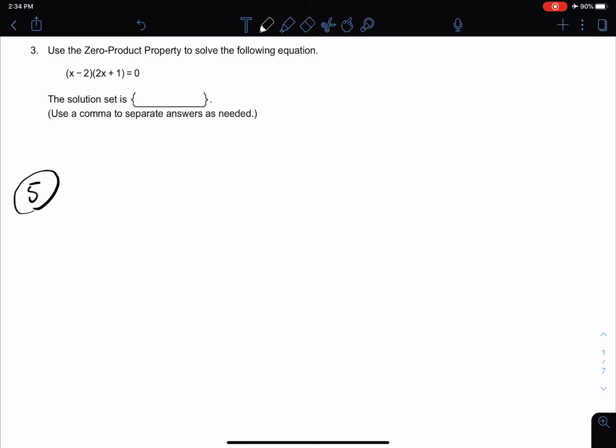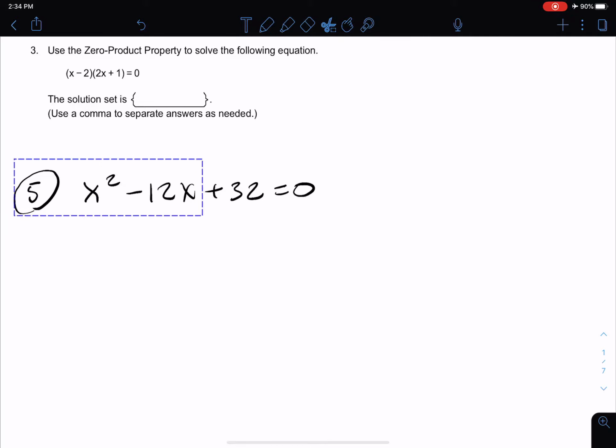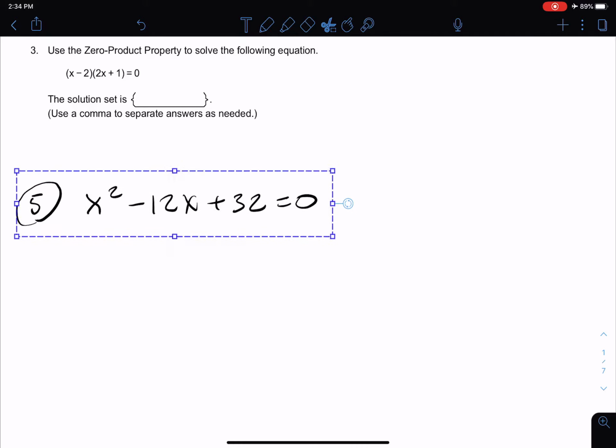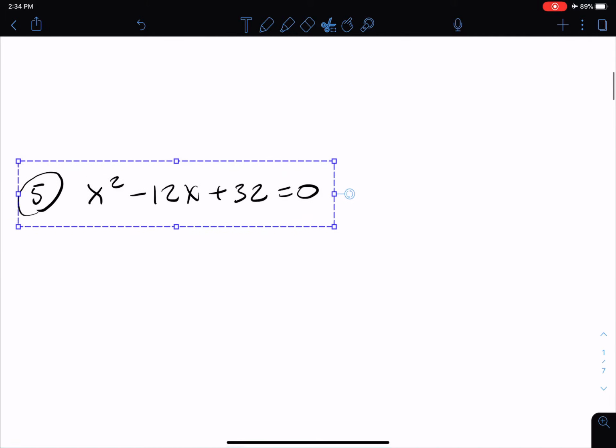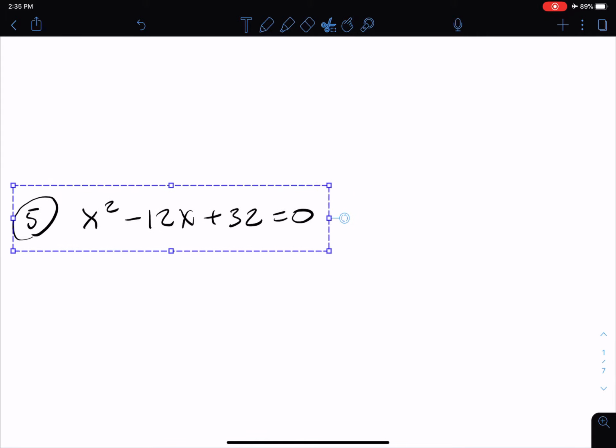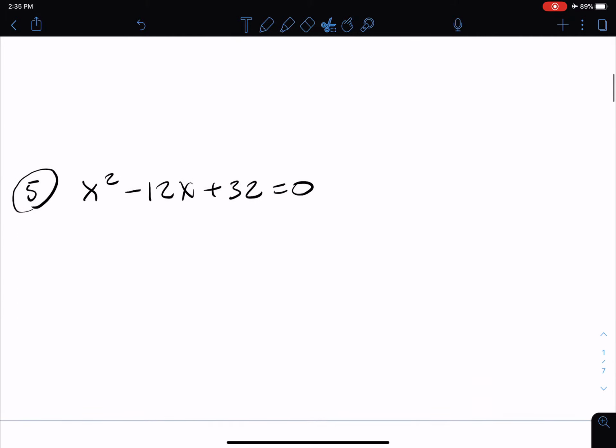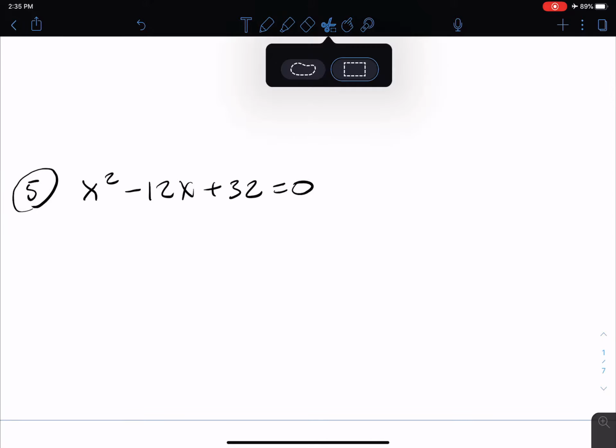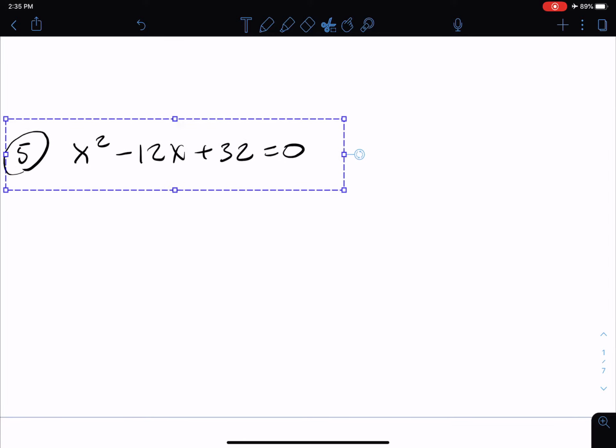So what is number 5? Number 5 is x squared minus 12x plus 32 equals 0. That's going to be in the way of my next problem, so I better move that down here. I think I have enough space for that.